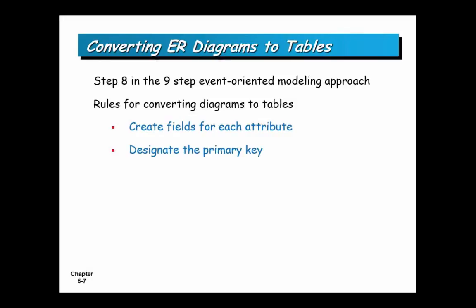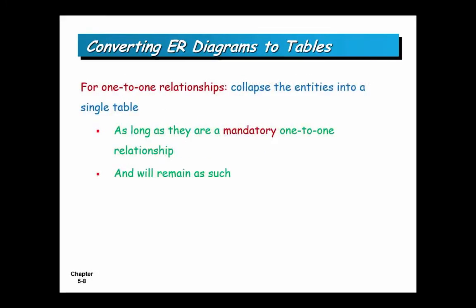Okay, so let's go with converting an ER diagram to tables. Steps 8 and to some degree 9 in our event-oriented modeling approach from chapter 8. So when you convert a diagram to tables, let's say an ER diagram, you have to create your fields. So you've somehow defined your attributes. You have to create fields for those attributes. You need to designate primary keys, etc.